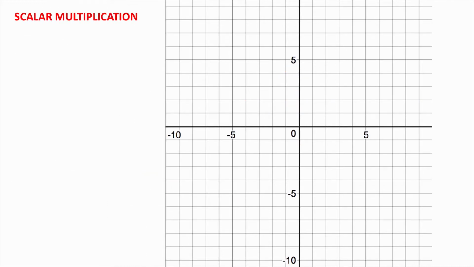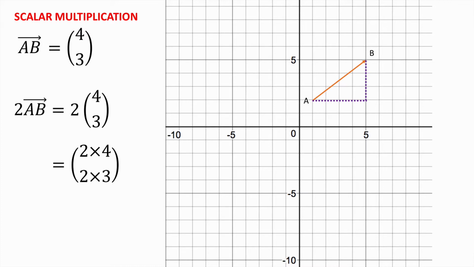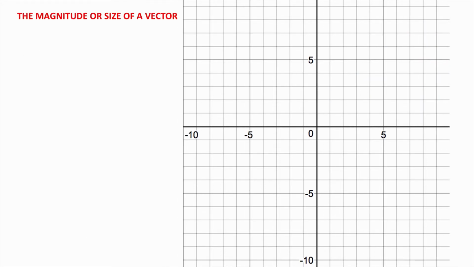Scalar multiplication. Suppose I have a vector AB, which is (4, 3), and I want to multiply it by 2. This gives (8, 6). Notice in the diagram that the vector is in the same direction as AB, and it has doubled in size.